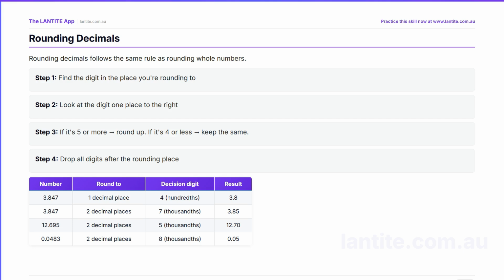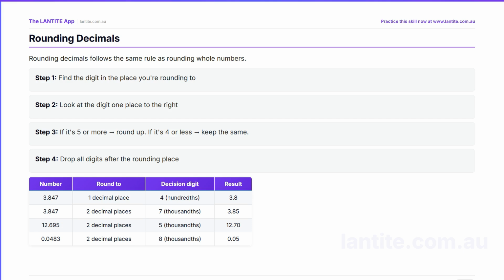3.847 rounded to 1 decimal place. The tenths digit is 8. The decision digit is 4, which is less than 5, so it stays as 3.8. To 2 decimal places, the hundredths digit is 4, the decision digit is 7, so round up to 3.85.